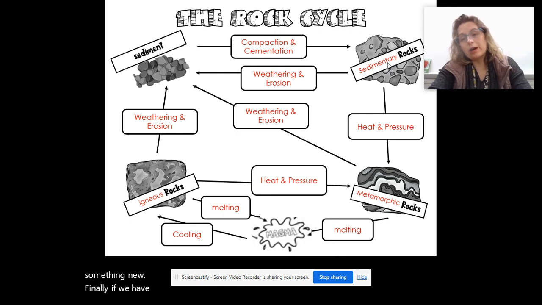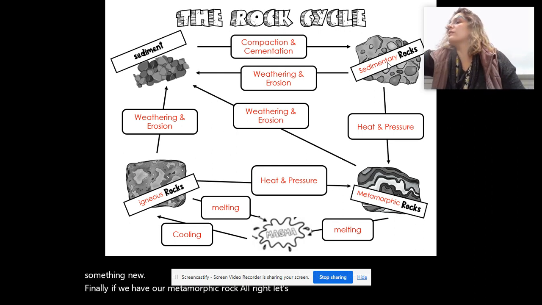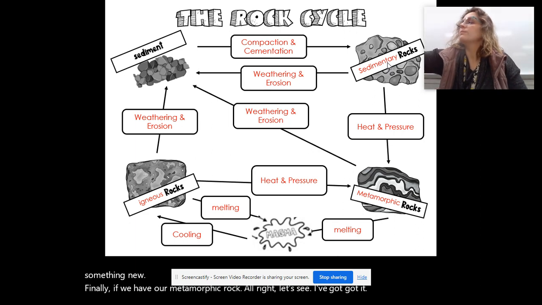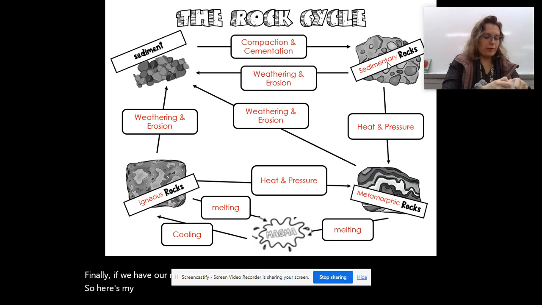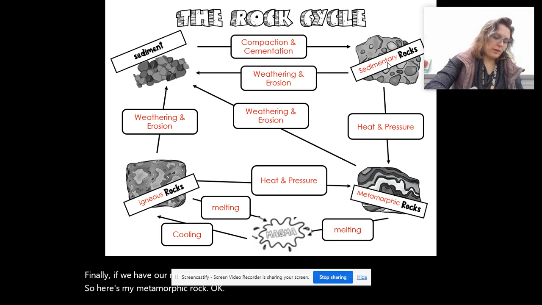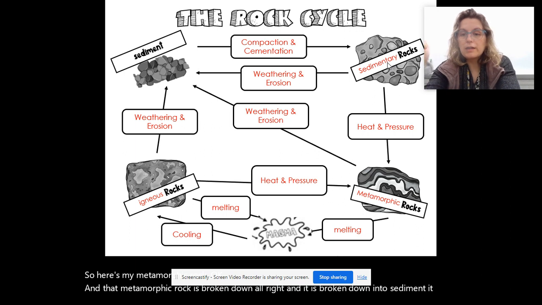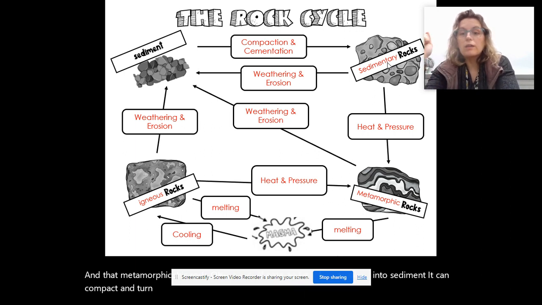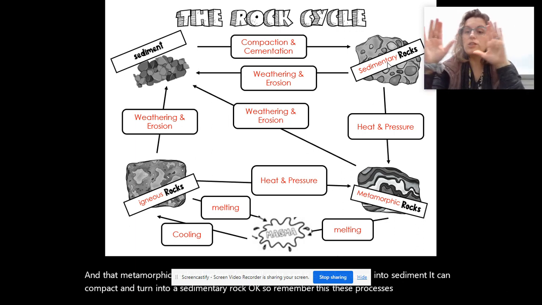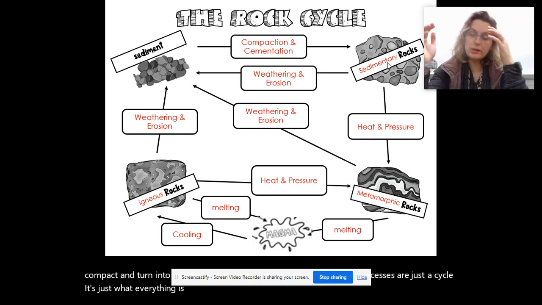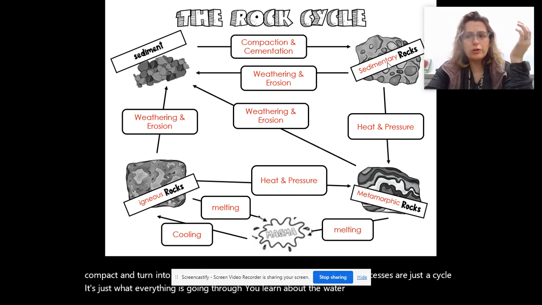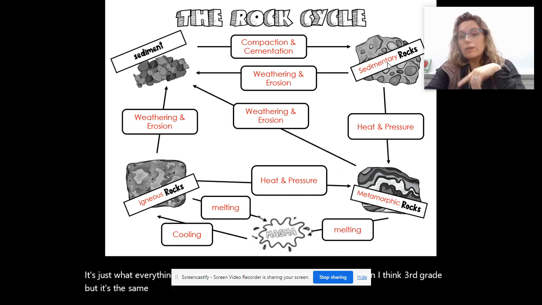Finally, if we have our metamorphic rock, here's my metamorphic rock. And that metamorphic rock is broken down into sediment. It can compact and turn into a sedimentary rock. So remember, these processes are just a cycle. It's just what everything is going through. You learn about the water cycle in, I think, third grade, but it's the same thing. The water just keeps getting reused. These rocks are getting reused every single time.